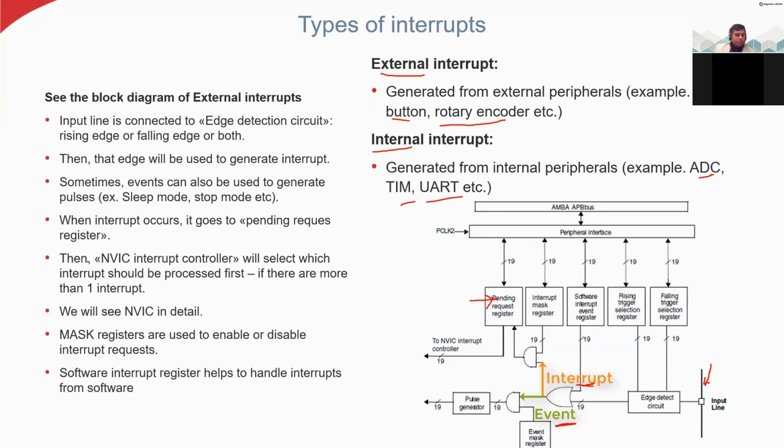Okay, so then the NVIC interrupt controller will select which interrupt should be processed first if there is more than one interrupt. We are talking about one interrupt, but maybe we have more than one interrupt at a time. Maybe you have interrupt 1, interrupt 2, interrupt 3. One is coming from the timer, one from the ADC, maybe one from the switch. So there are many interrupt signals coming one after another or maybe at the same time. So how can the CPU handle that?